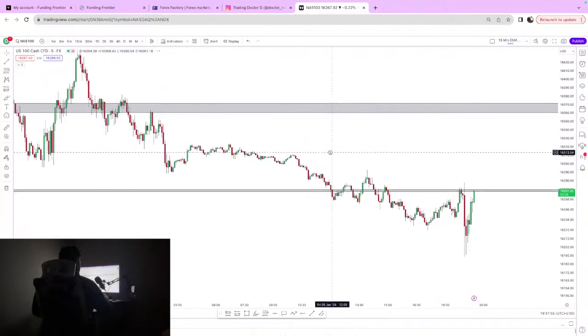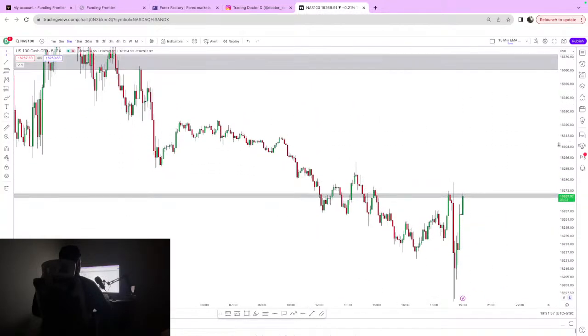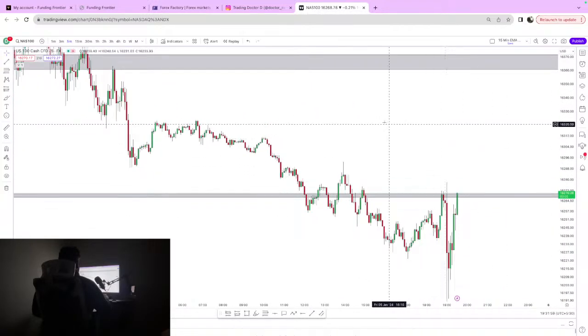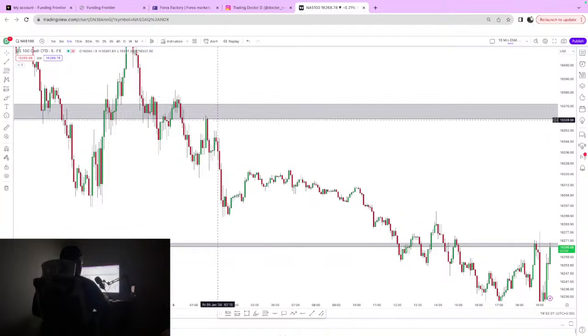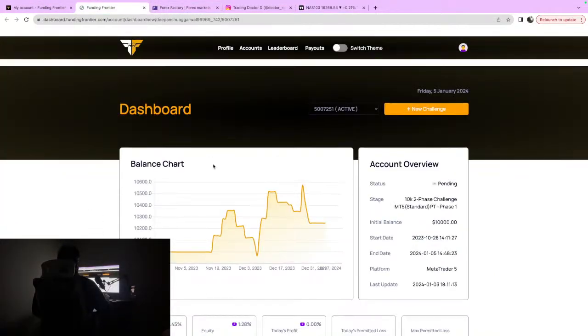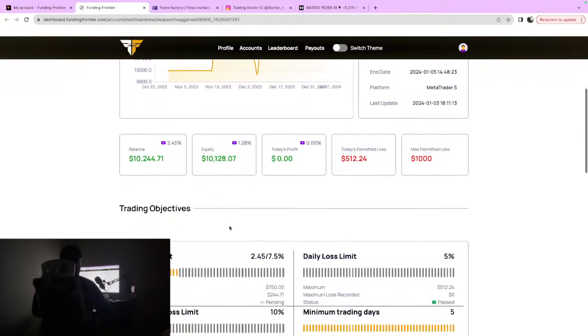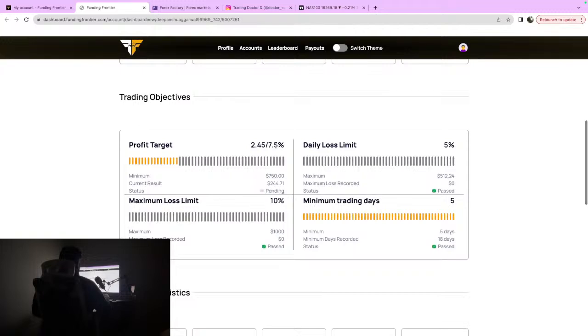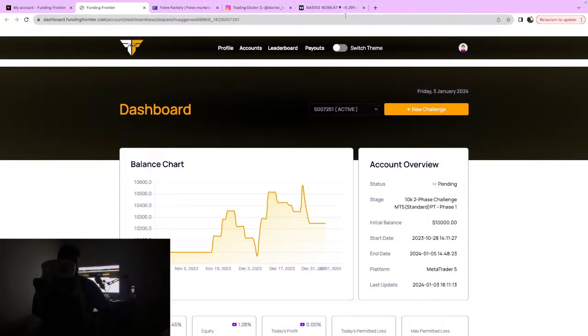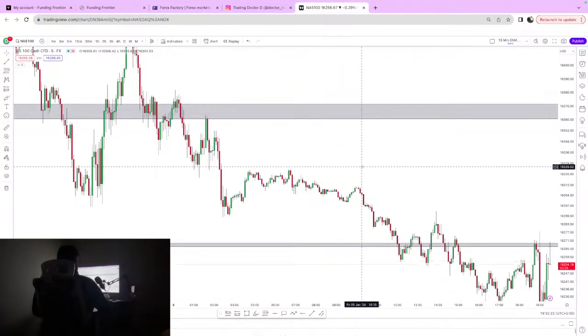Yesterday we didn't take any trade as we did not have any opportunity. We just made a few levels and did not take any trade. This is our balance, 10128. This is not refreshed, our balance is 10128. And this is the target which we have to clear to pass this phase, 7.5%. So without wasting much time, let's proceed to this session.